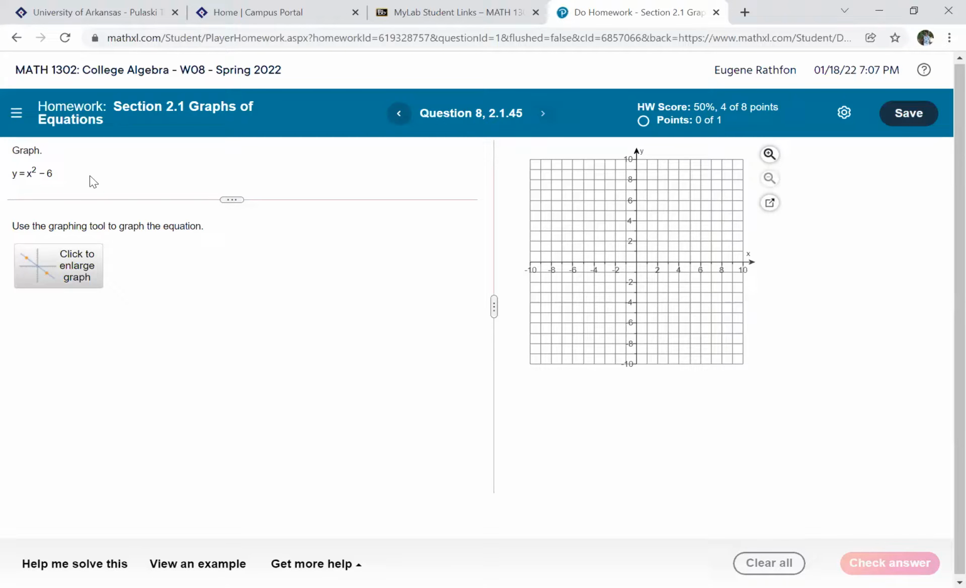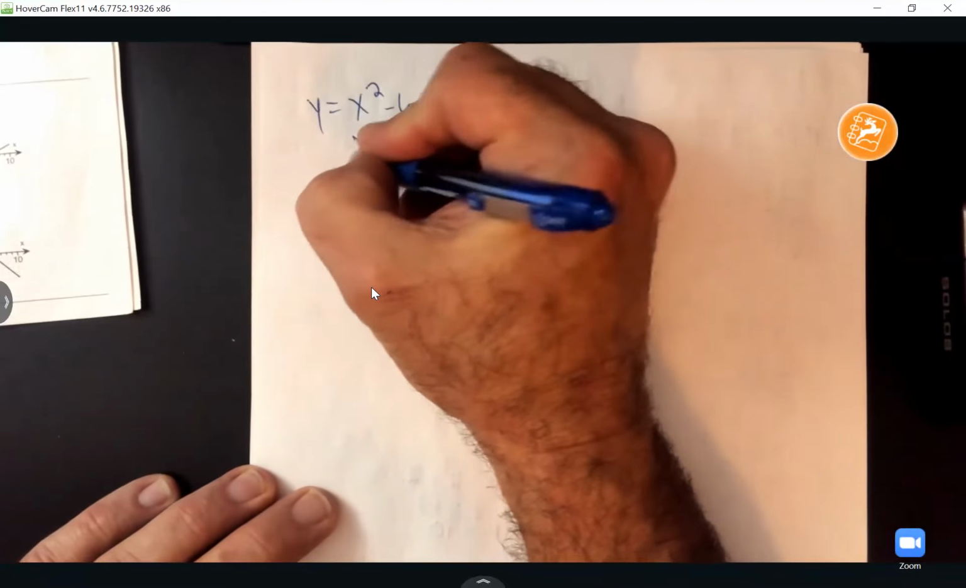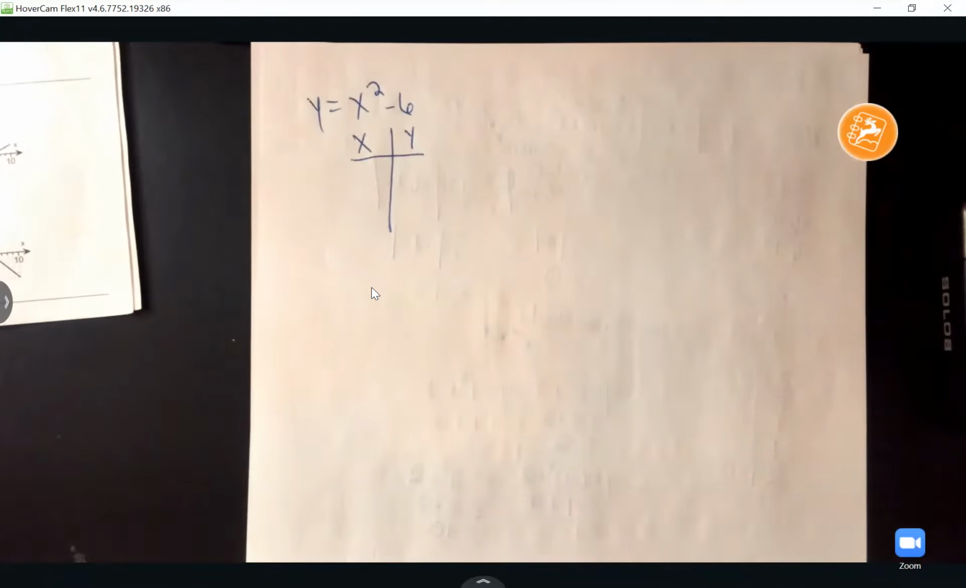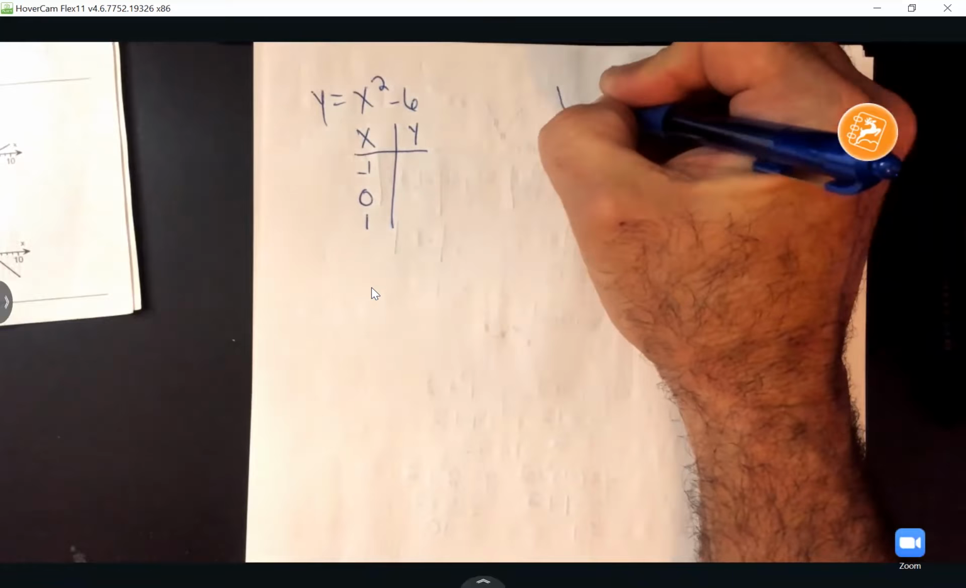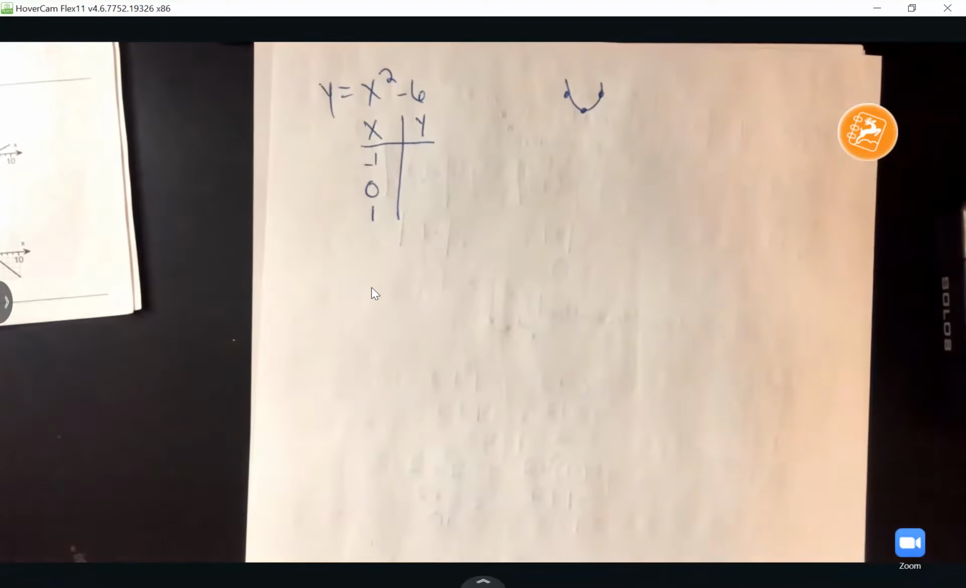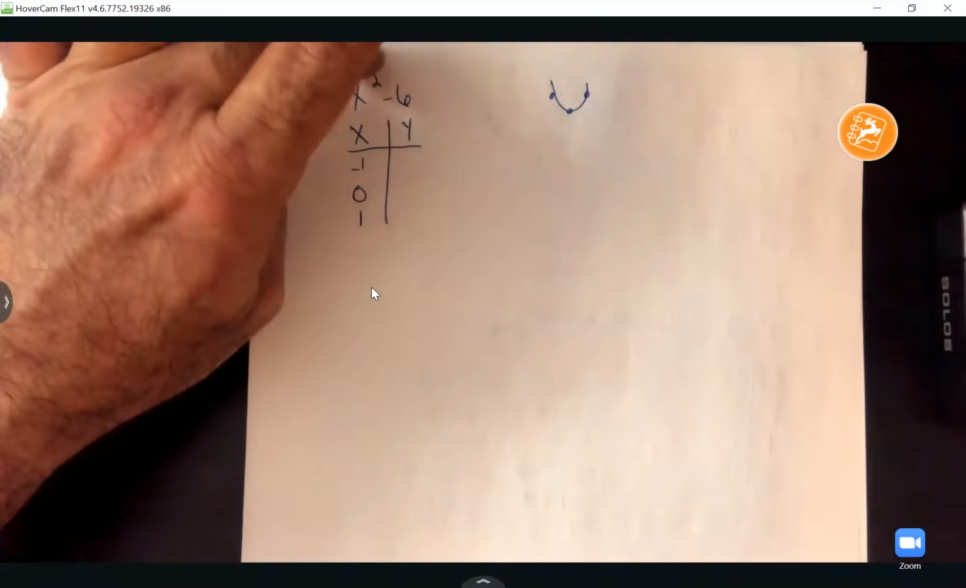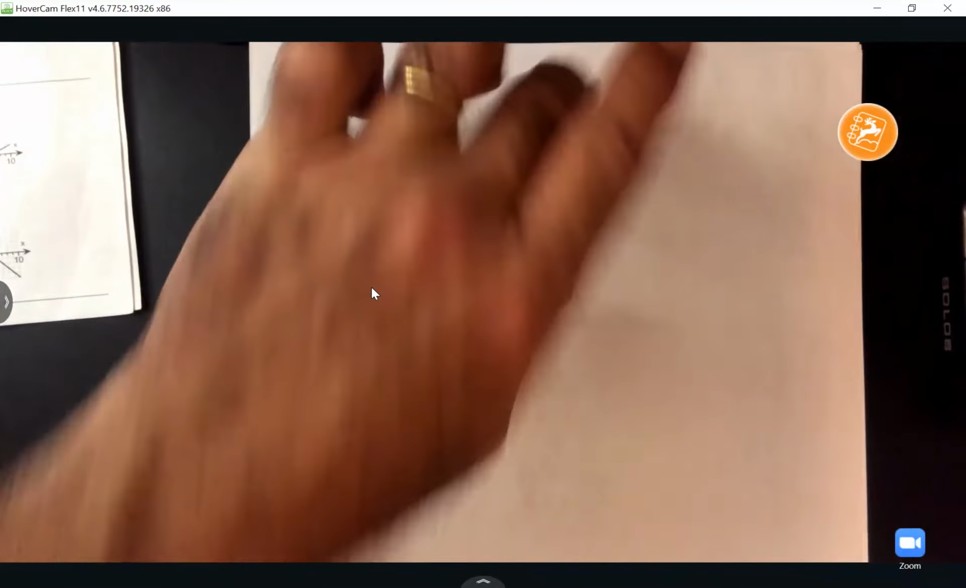So here we got y equals x squared minus 6. Let me write this down. All right, so I'm going to go back to that page. I'm going to set up a table, x and y. Based on earlier, what numbers would I pick for this graph? Negative 1, 0, and 1. Definitely, I picked negative 1, 0, and 1, because remember, this is going to be the 3-point quadratic tool, okay? So anytime you see the x squareds, you definitely want to use your 3-point quadratic.